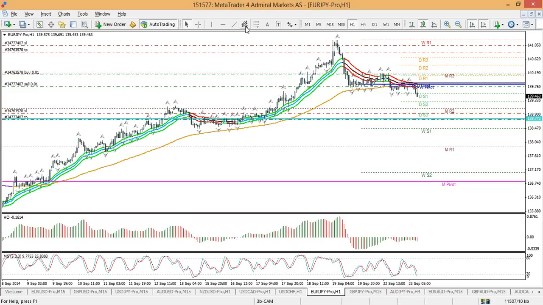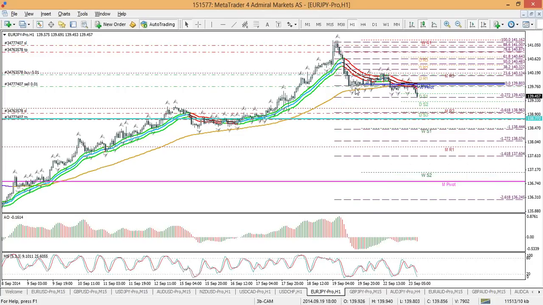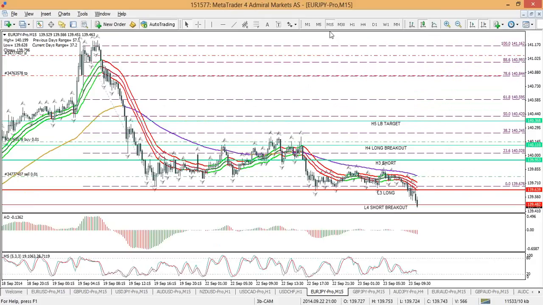You could even put a fib from here to here. Target could be the minus 272 target at 139.27 or the minus 618 target at 138.80. Those are the levels to think about for today's intraday trading. 138.80 is another 65 pips, which would be a good 85 pip target.